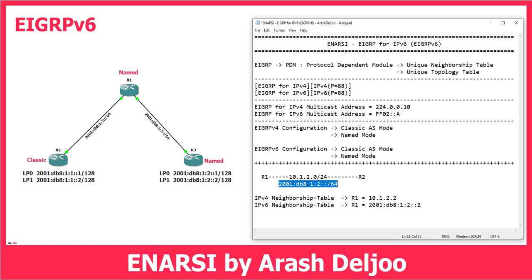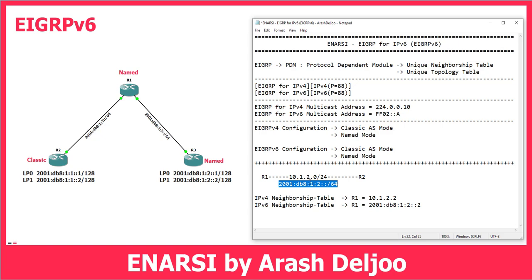Actually, we are using EIGRP with the PDM module for separating the topology table, neighborship table, and EIGRP process for IPv4 and also IPv6. Also, let me say that almost all concepts between EIGRPv4 and EIGRPv6 are the same. I will review all of the concepts that we have learned before about IPv4 in this video, about IPv6, and also about the configuration.